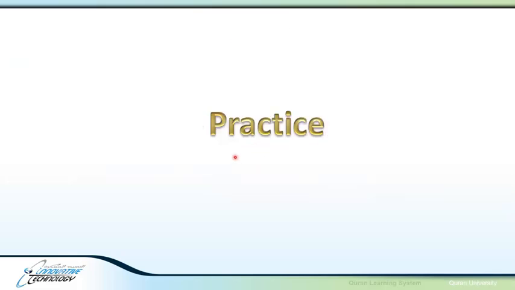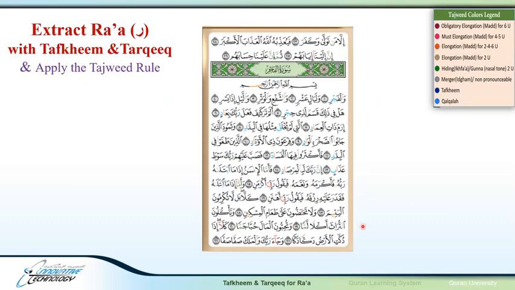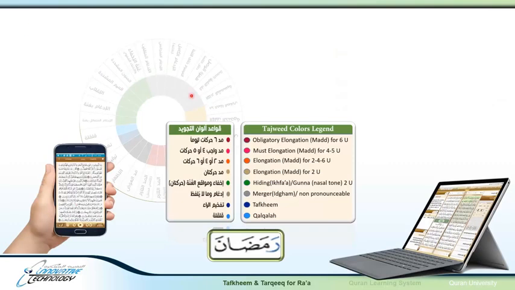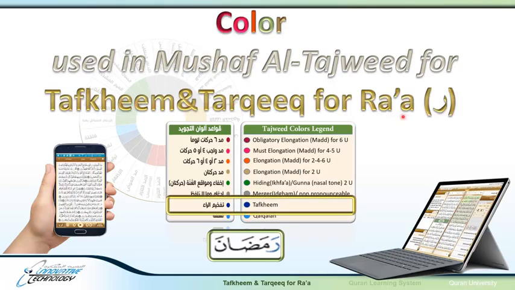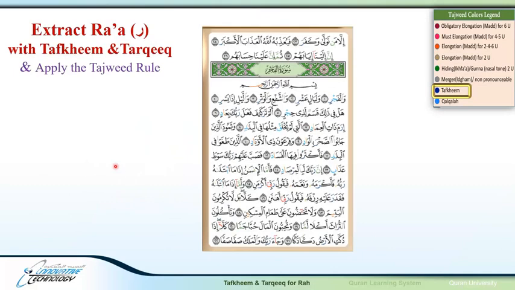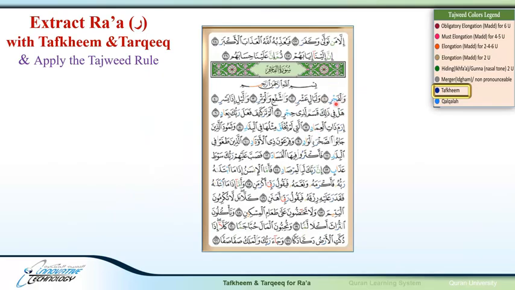Now it's time for practice, where we're going to look at this page of Quran and search for words with the letter ra, extract the ra's, and identify those with Tafkheem and those with Tarqeeq, and apply those Tajweed rules while pronouncing them. But first, let's remember the color that is given in Mus'haf al-Tajweed for Tafkheem and Tarqeeq for the ra. Remember that Tafkheem is given this dark navy blue, as in the word Ramadan, while Tarqeeq is not given any special color, it's just put in black. Let's start finding the first example.